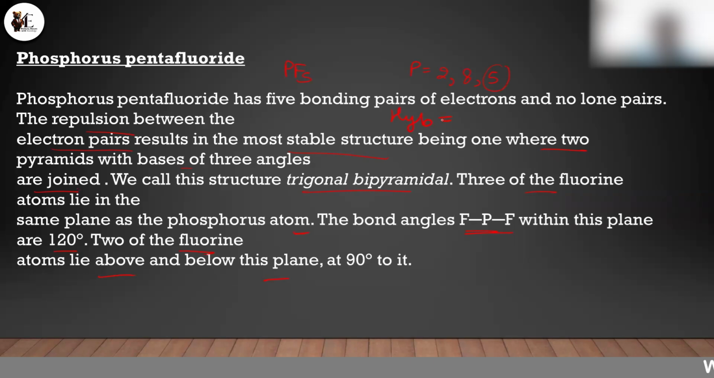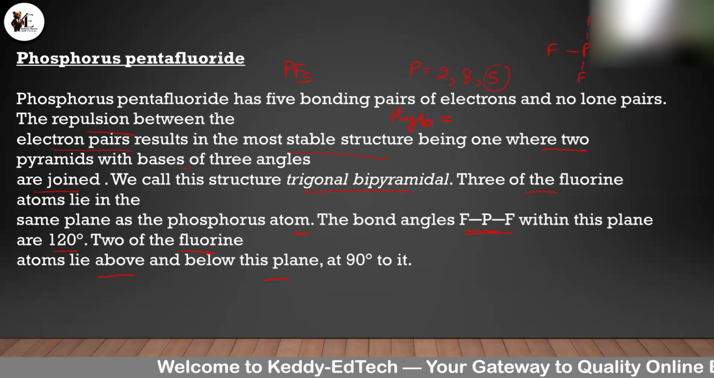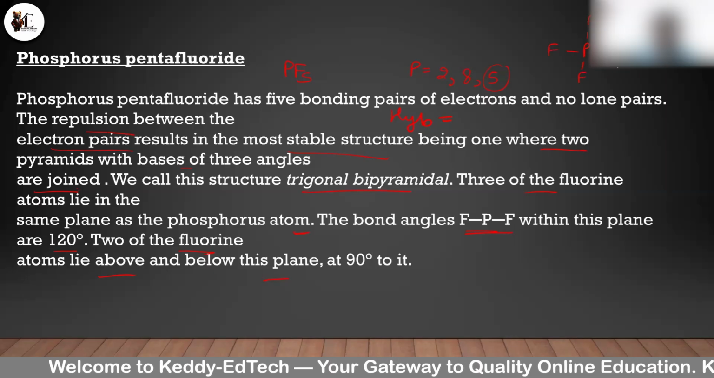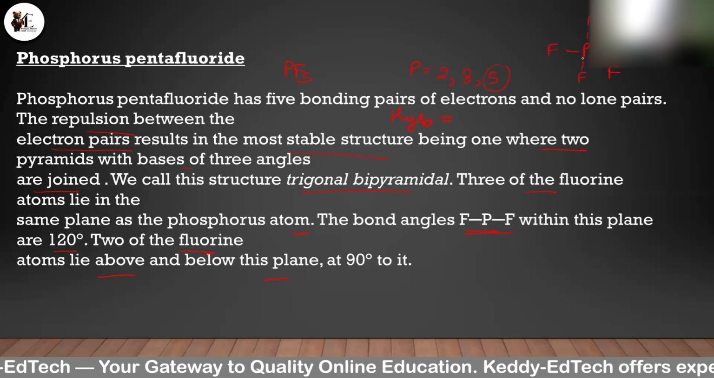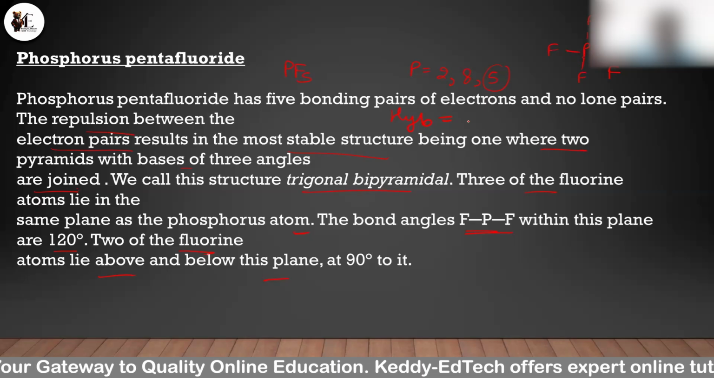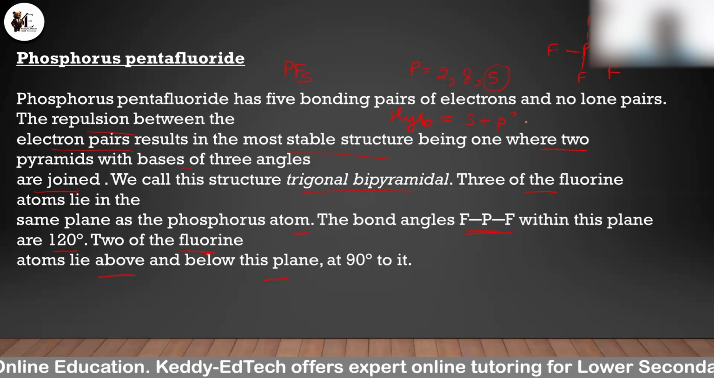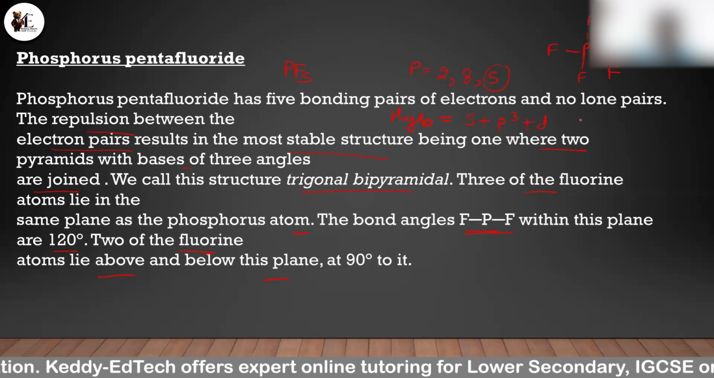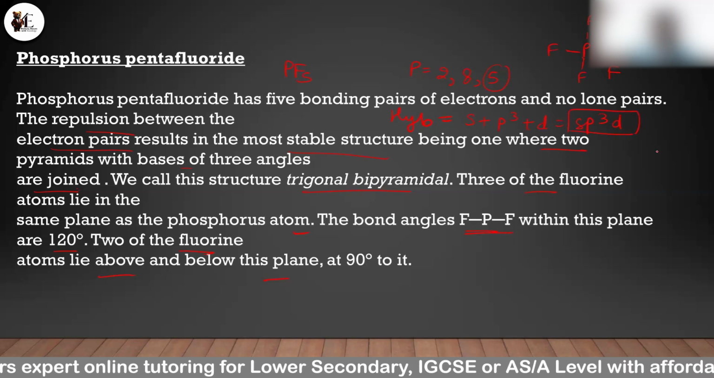Count the number of sigma bonds and the lone pairs. There are how many sigma bonds? Can you please switch to the diagram? There are 5 sigma bonds. That means 1 from S, 3 from P, and 1 from D. So the hybridization is sp3d in trigonal bipyramidal structure. Right.